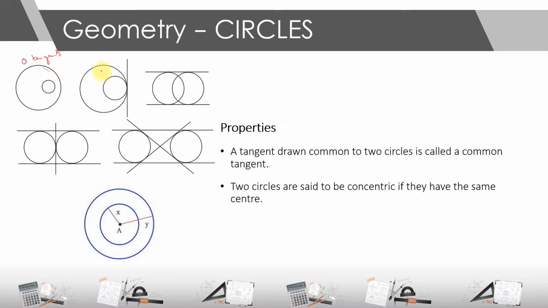Then in this situation where there is one circle inside another circle, but they are both touching at a single point. So at this single point, you can draw a tangent, and this is the only tangent that you can draw which is common to both. So this line, which is a tangent to these two circles, is called a common tangent. So only one common tangent can be drawn in this situation.